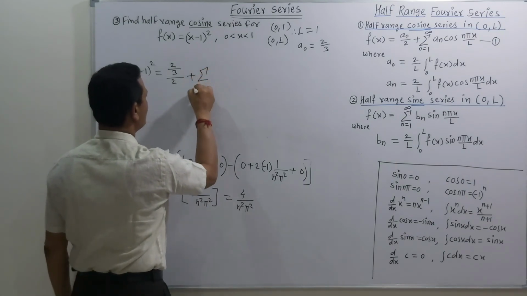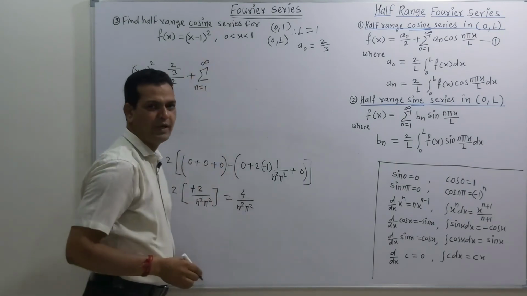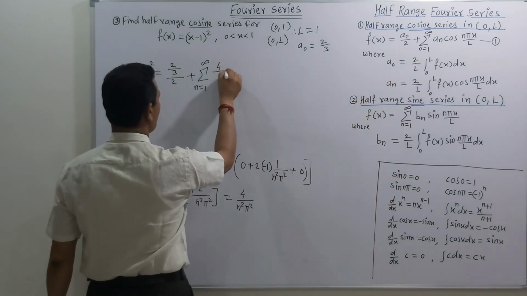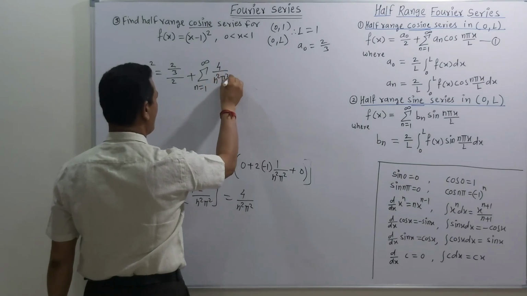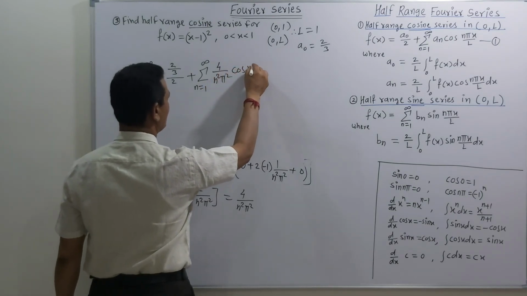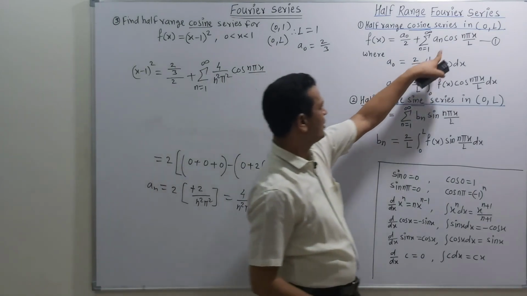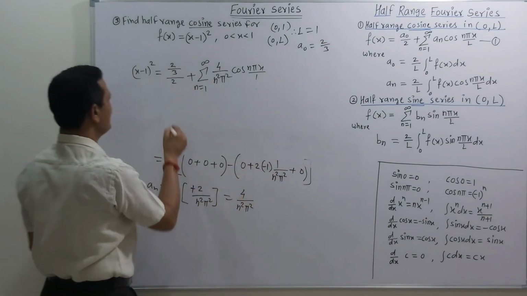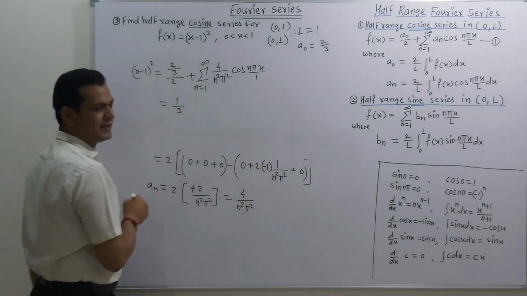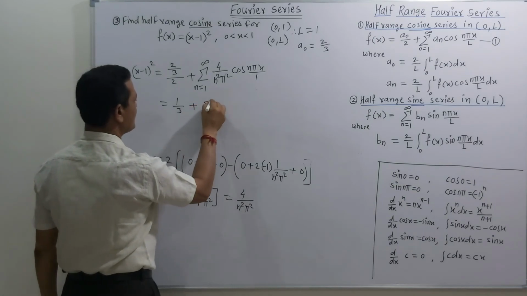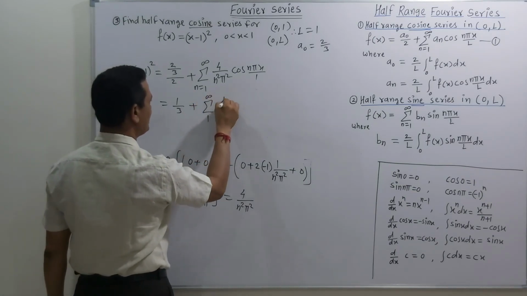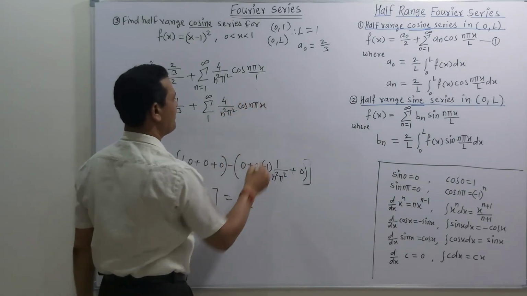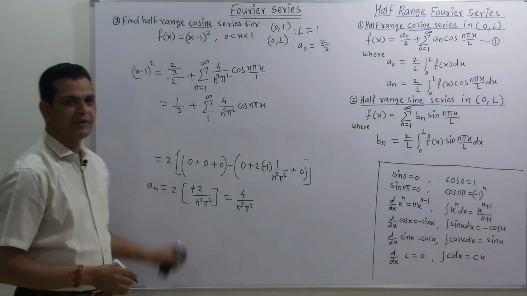Plus we write summation n is equal to 1 to infinity. Then put the value of an. The value of an is 4 upon n square pi square into cos of n pi x upon L, where the value of L is 1. So we can write it this way. Or if we simplify this, then we get 1 upon 3 plus summation n is equal to 1 to infinity 4 upon n square pi square into cos of n pi x. This is the third example which is related.